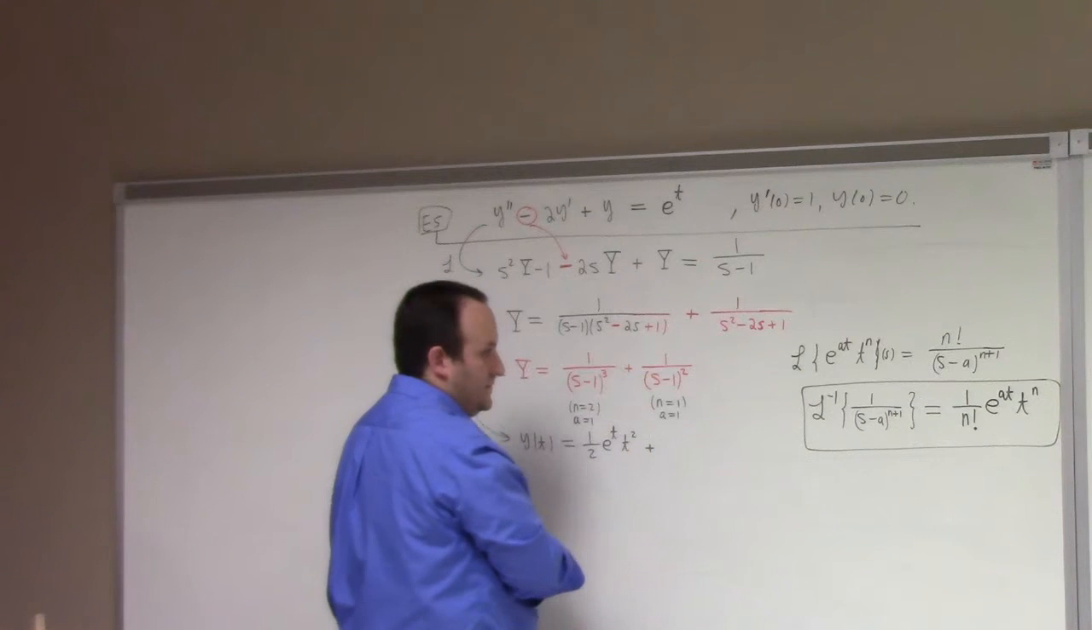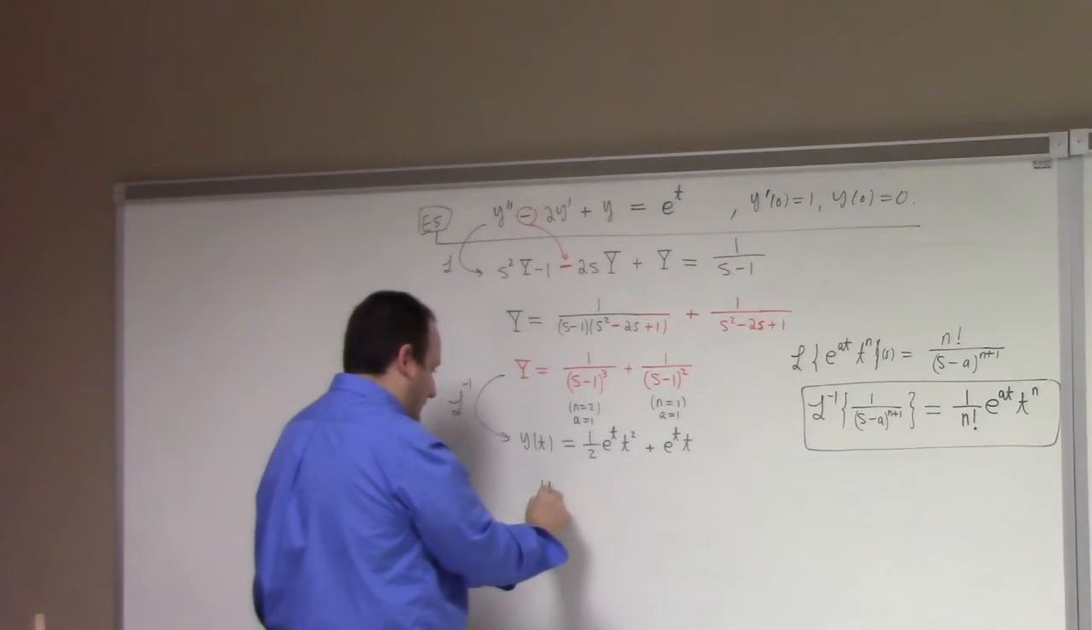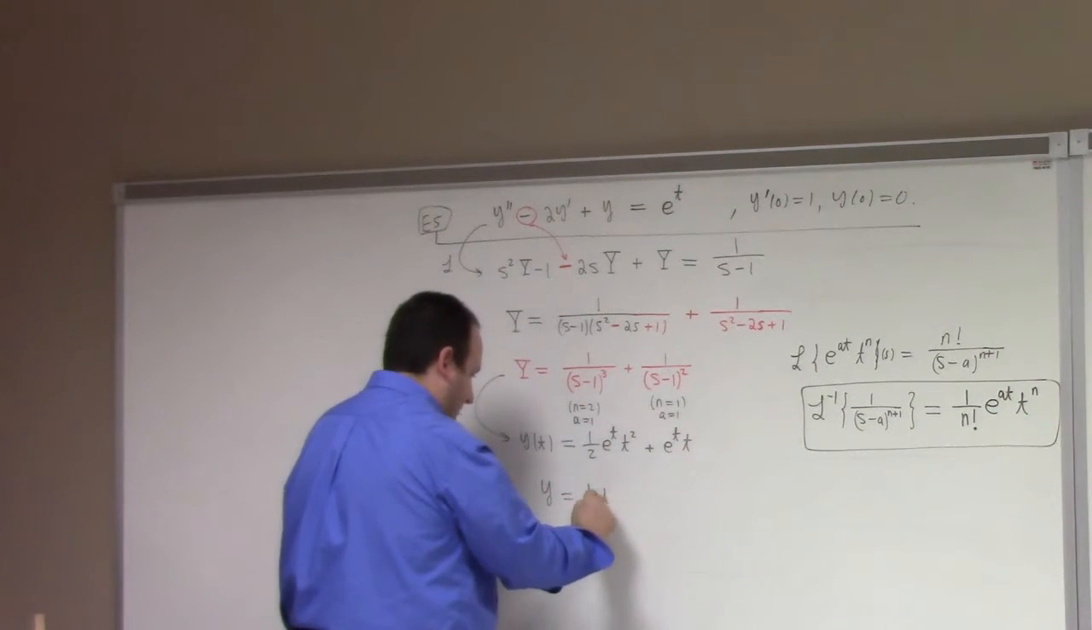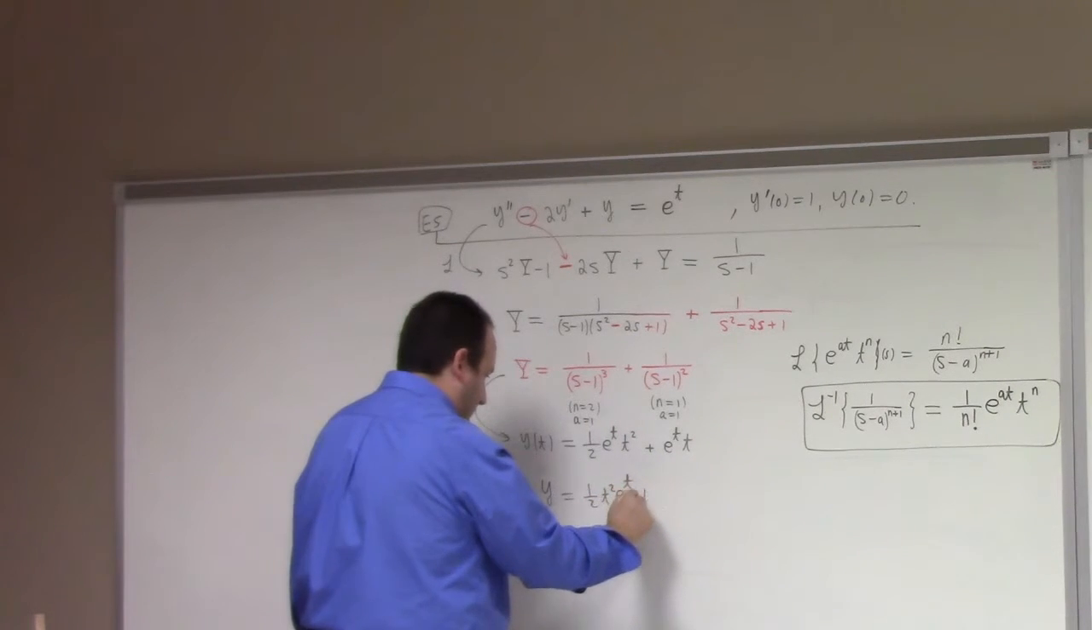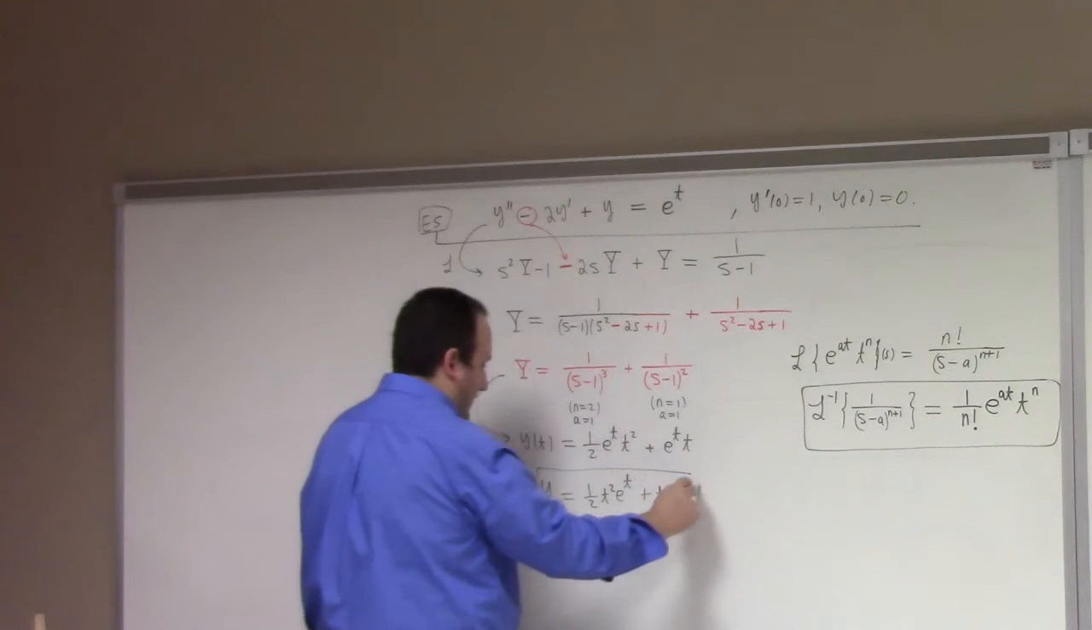plus t e to the t. Well, I guess I've written e to the tt. Let me rewrite this. Y equals 1/2 t squared e to the t plus t e to the t. There's your solution. Initial values already met.